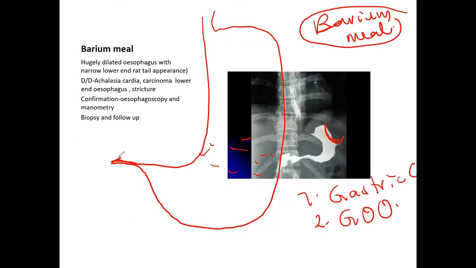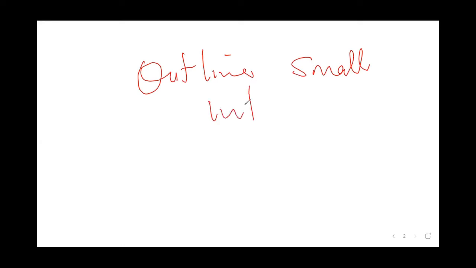Okay. Now, for barium meal and follow-through, the purpose of follow-through is to outline the small intestine. So when you do barium meal and follow-through, it outlines the stomach and the small intestine. Of course, the difference is just the timing. You allow the contrast to flow into the small intestine.